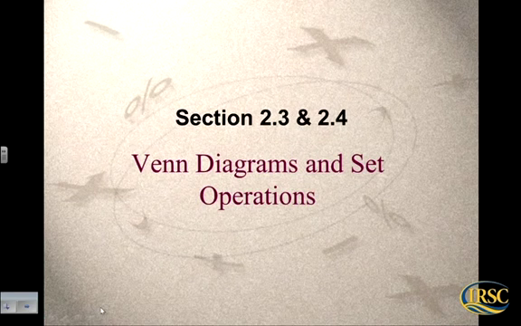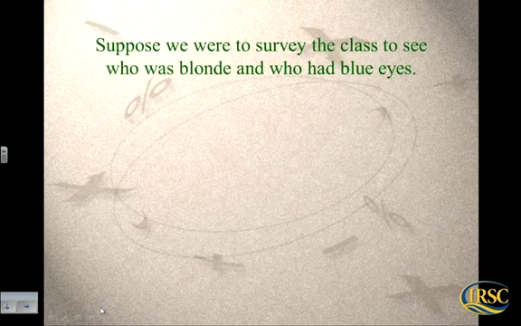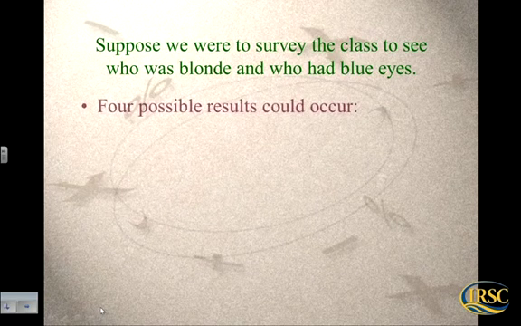So we're going to talk a lot more about Venn diagrams. And so I want to give you this scenario, and this is not on your handout, it's just something for you to ponder, okay? Suppose we were to survey the class to see who was blonde and who has blue eyes. Well, there are 4 possible things that can happen.